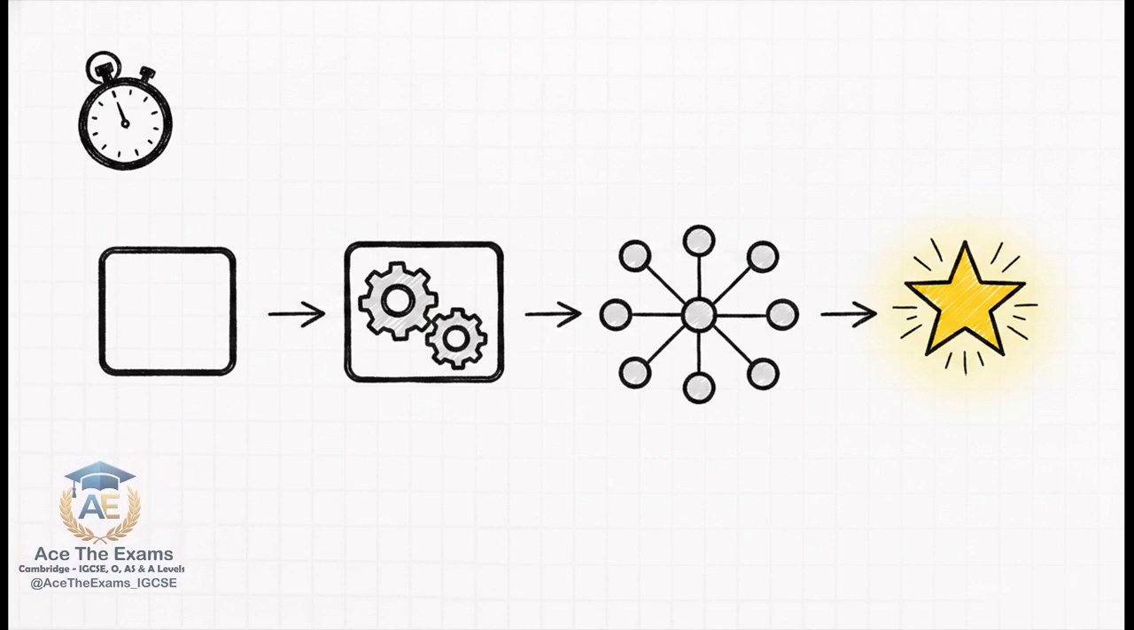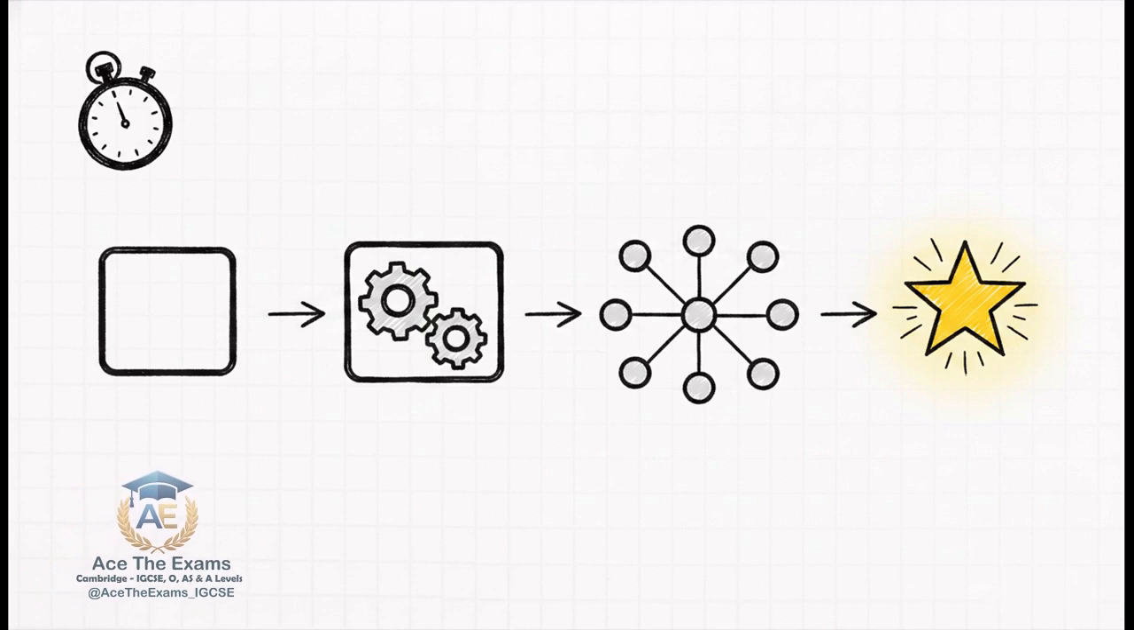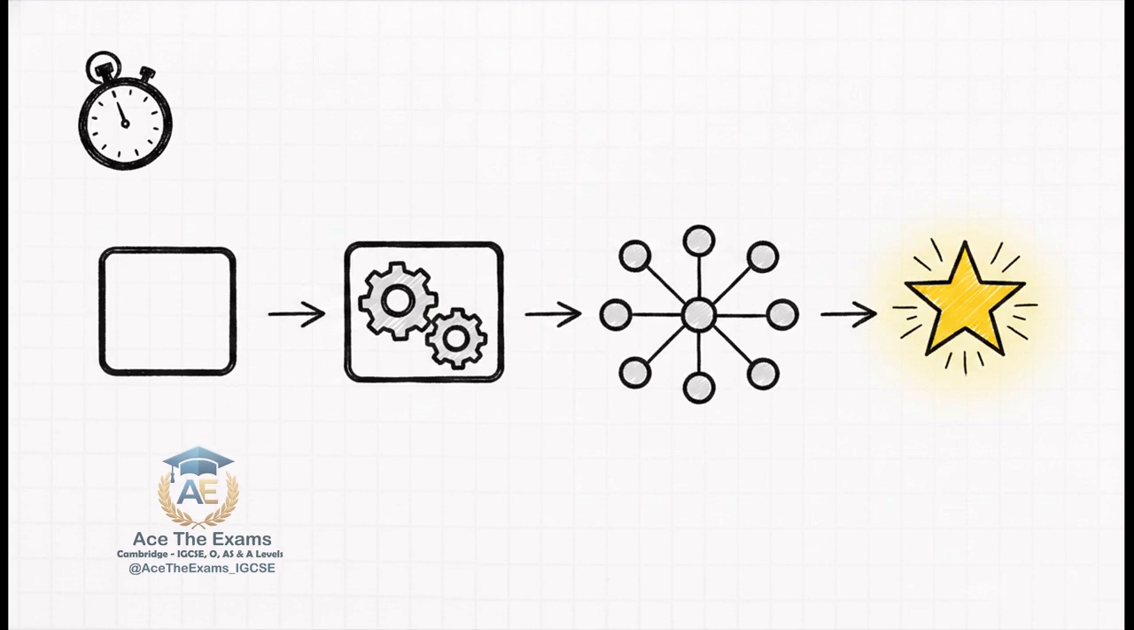See the difference there? Answer A was an isolated fact. Answer B was a multi-stage analytical journey. That level of depth, showing the chain reaction of cause and effect, is exactly how you secure every single method mark available on the paper.